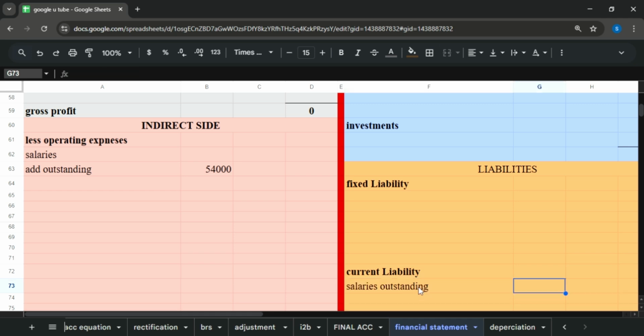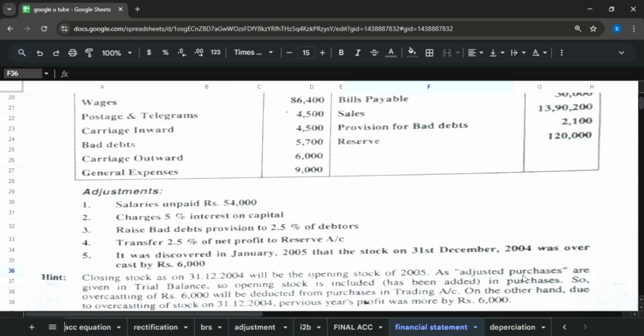outstanding 54,000. You know very well each adjustment has a double effect. So the first effect was entered in indirect expenses and now the second effect is entered on the current liability side. Both double effects are completed. First adjustment ended. Now we will proceed to the second adjustment.